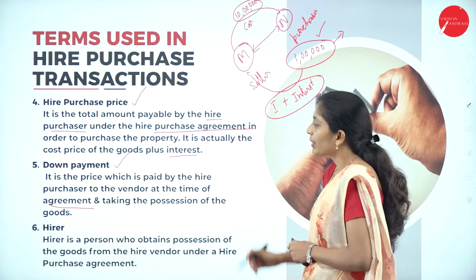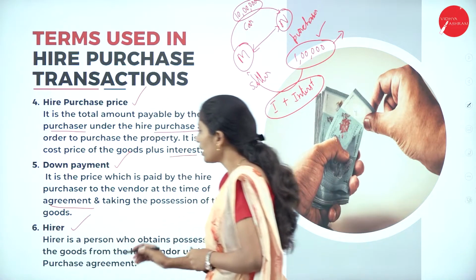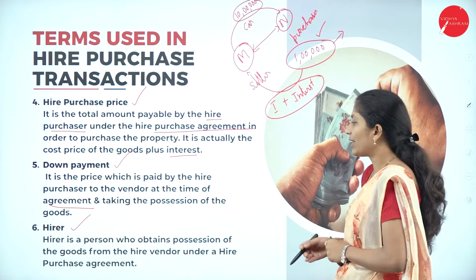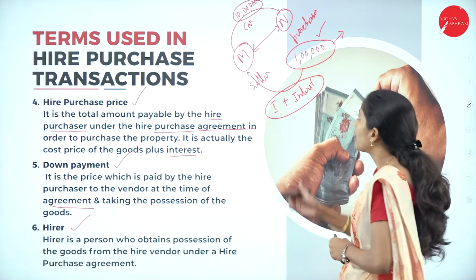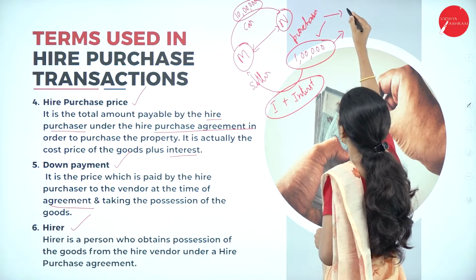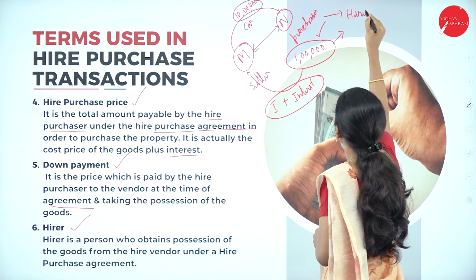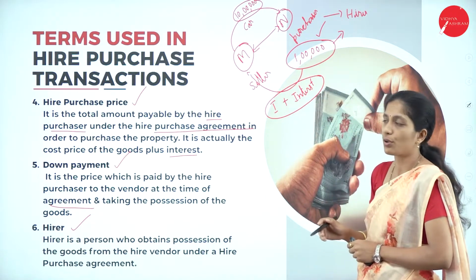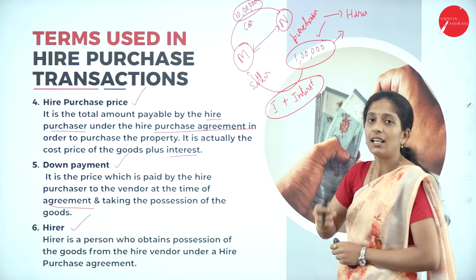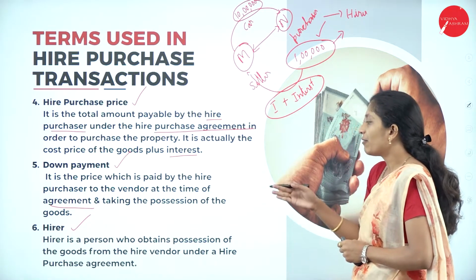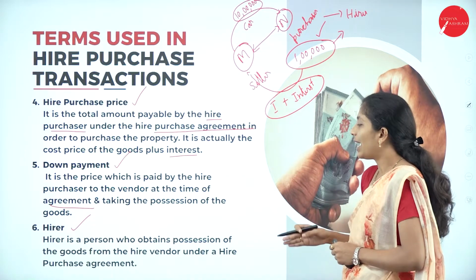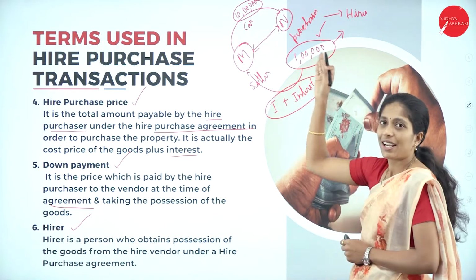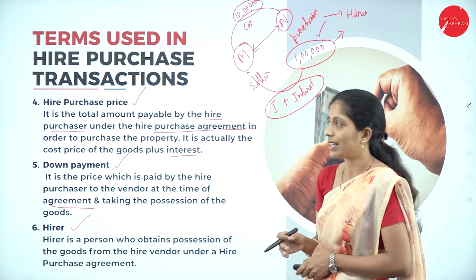So that amount is known as what? Down payment. Now who is a hirer? A hirer is a person who obtains possession of the goods from the hire vendor under the hire purchase agreement. Here the hire purchaser is also called the hirer. Now N is obtaining possession of the goods, that is the car, from the hire vendor, that is M, under the hire purchase agreement. So it means that the hire purchaser is also called the hirer.